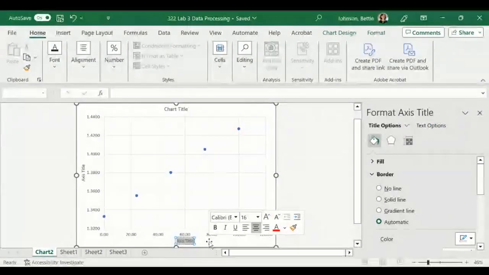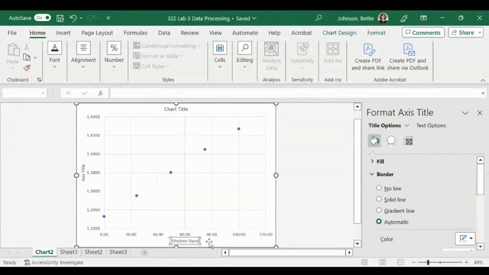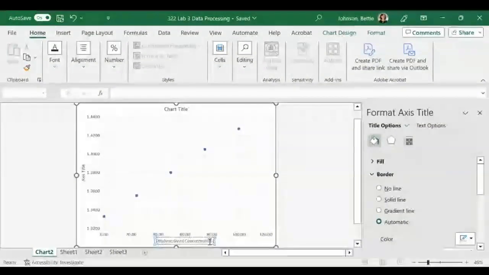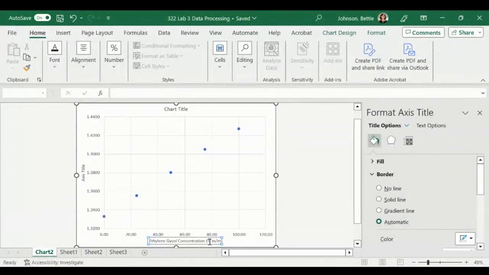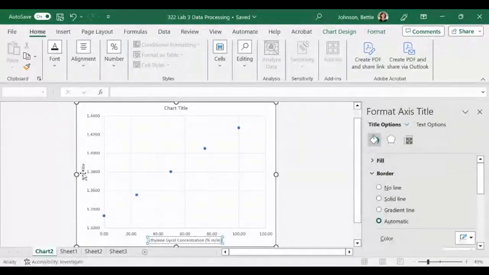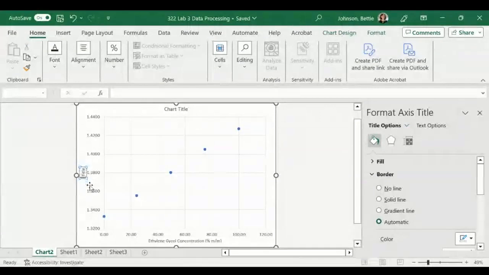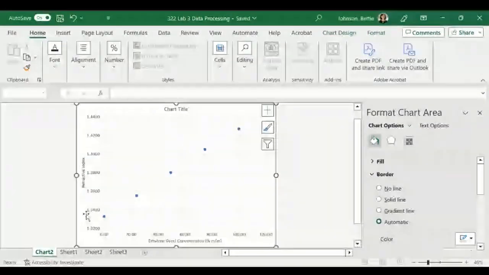Change the x-axis title to ethylene glycol concentration, and that's percent by mass. And then change the y-axis title to refractive index, and that value has no unit. So it'll look like that.